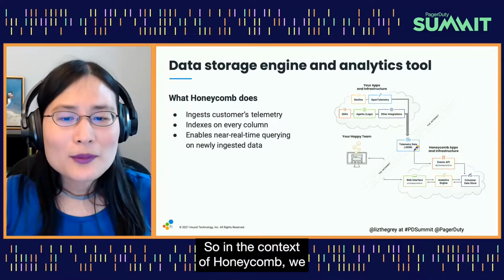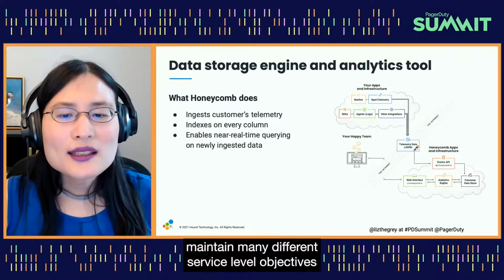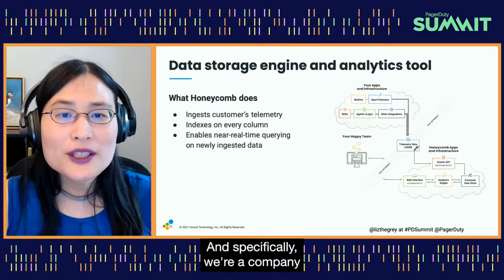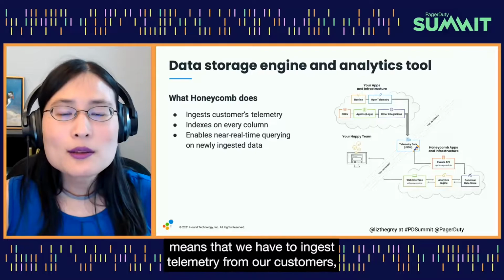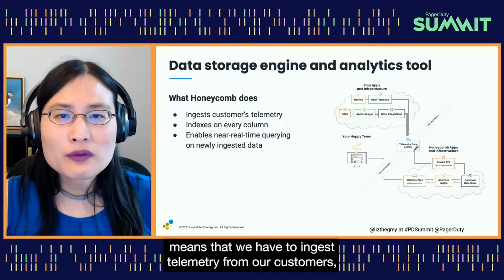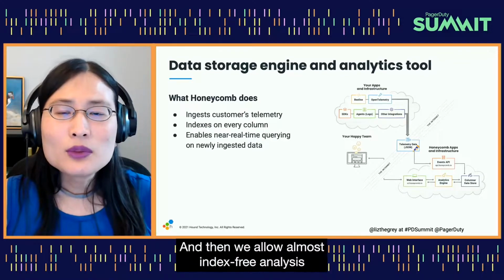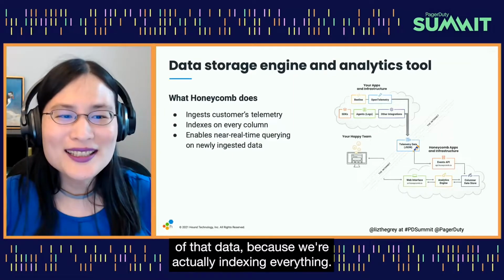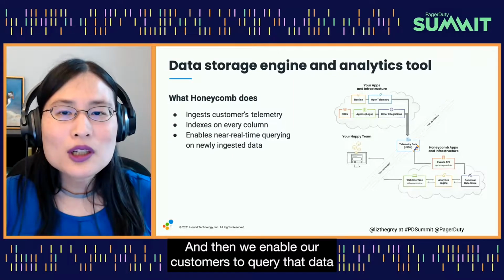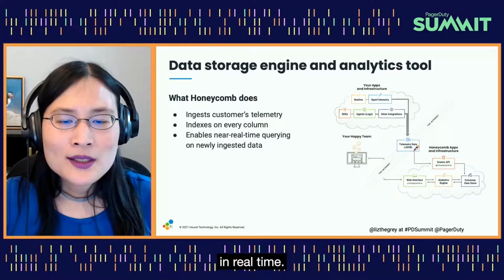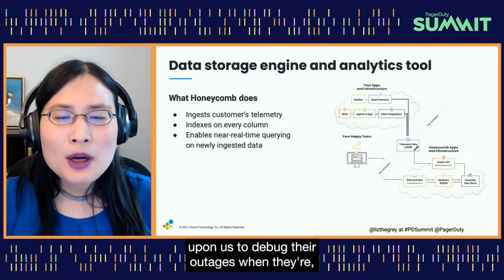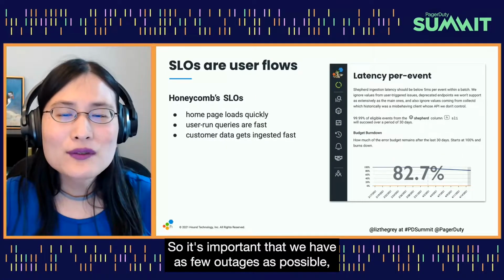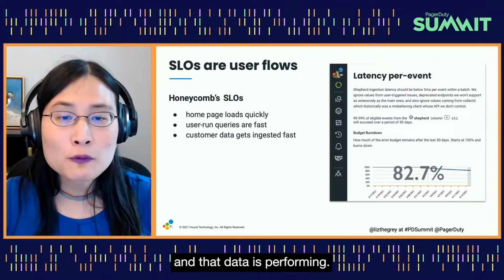So, in the context of Honeycomb, we maintain many different service level objectives corresponding to the user journeys that our customers expect. Specifically, we're a company in the observability space, which means that we have to ingest telemetry from our customers' software systems. Then we allow almost index-free analysis of that data because we're actually indexing everything, and we enable our customers to query that data in real time. So in other words, customers depend upon us to debug their outages when they're in turn having outages. So it's important that we have as few outages as possible and that data is performant.